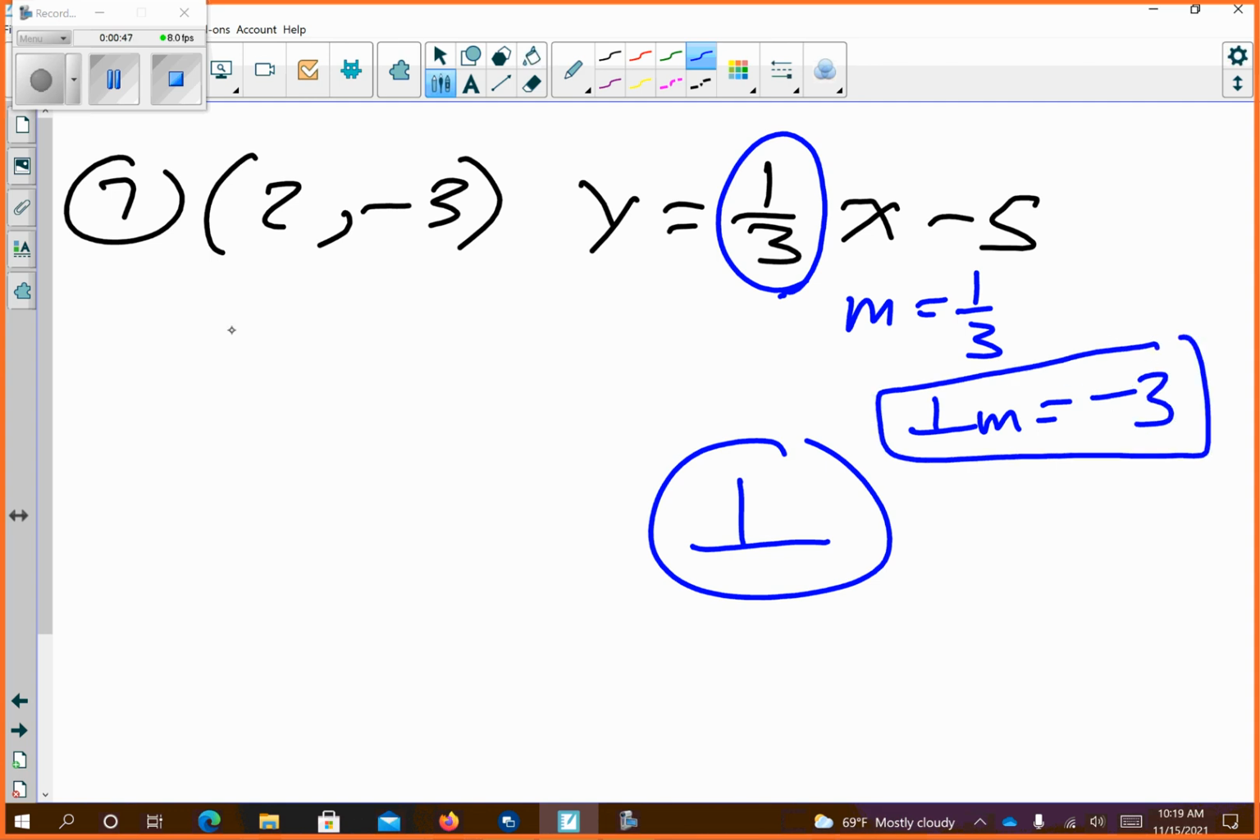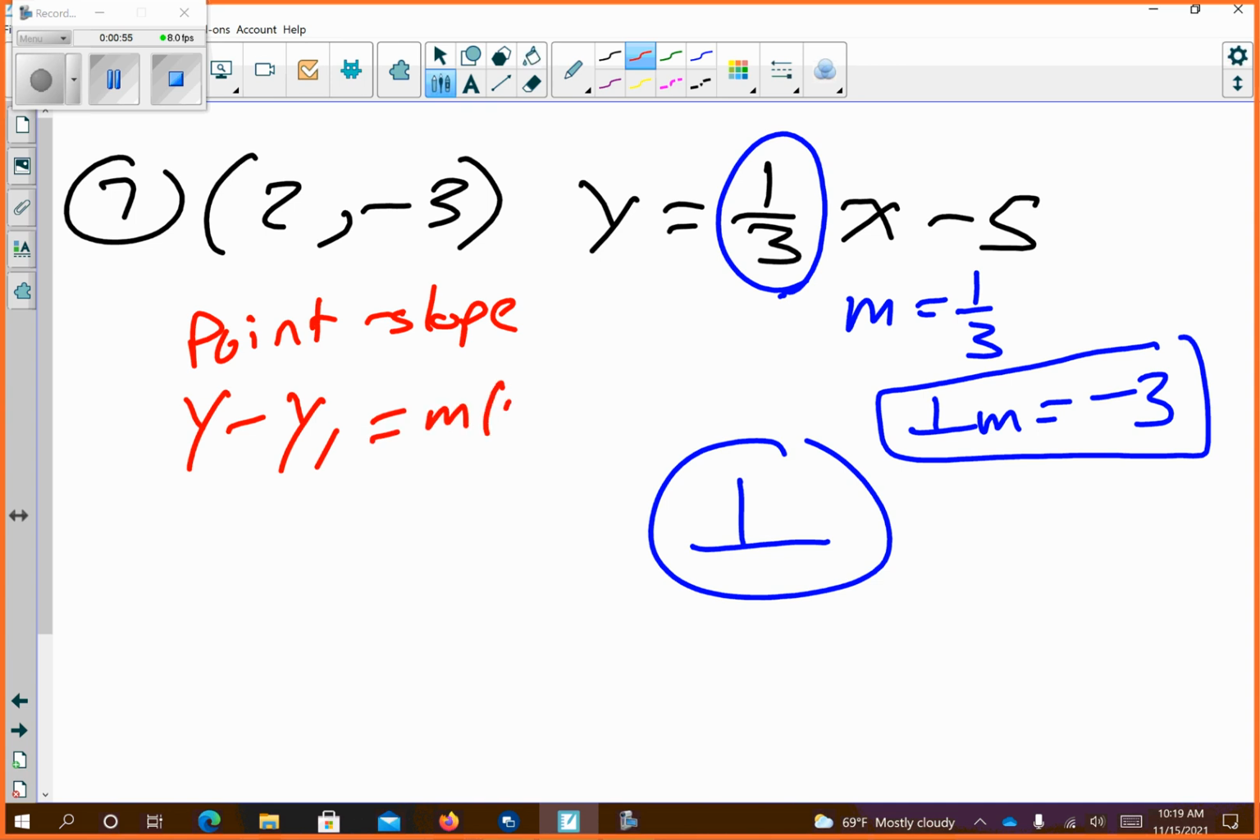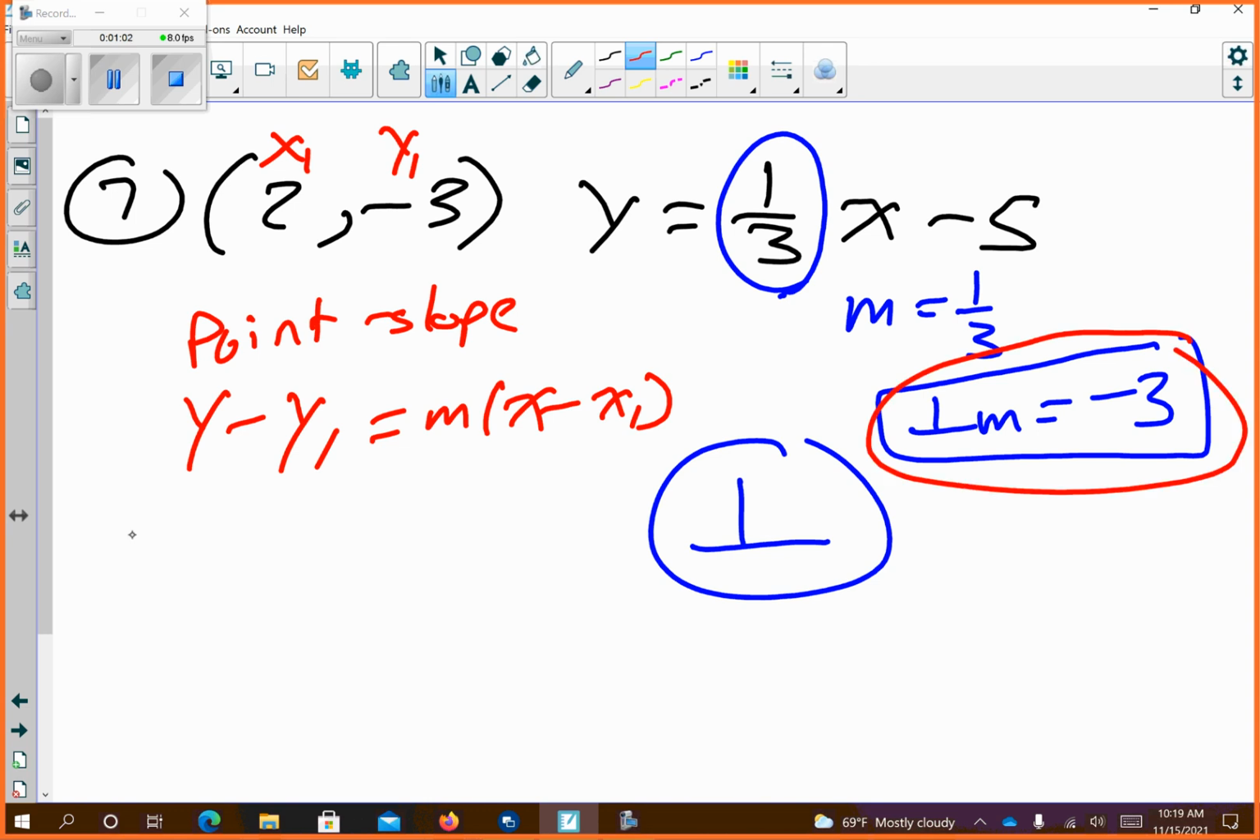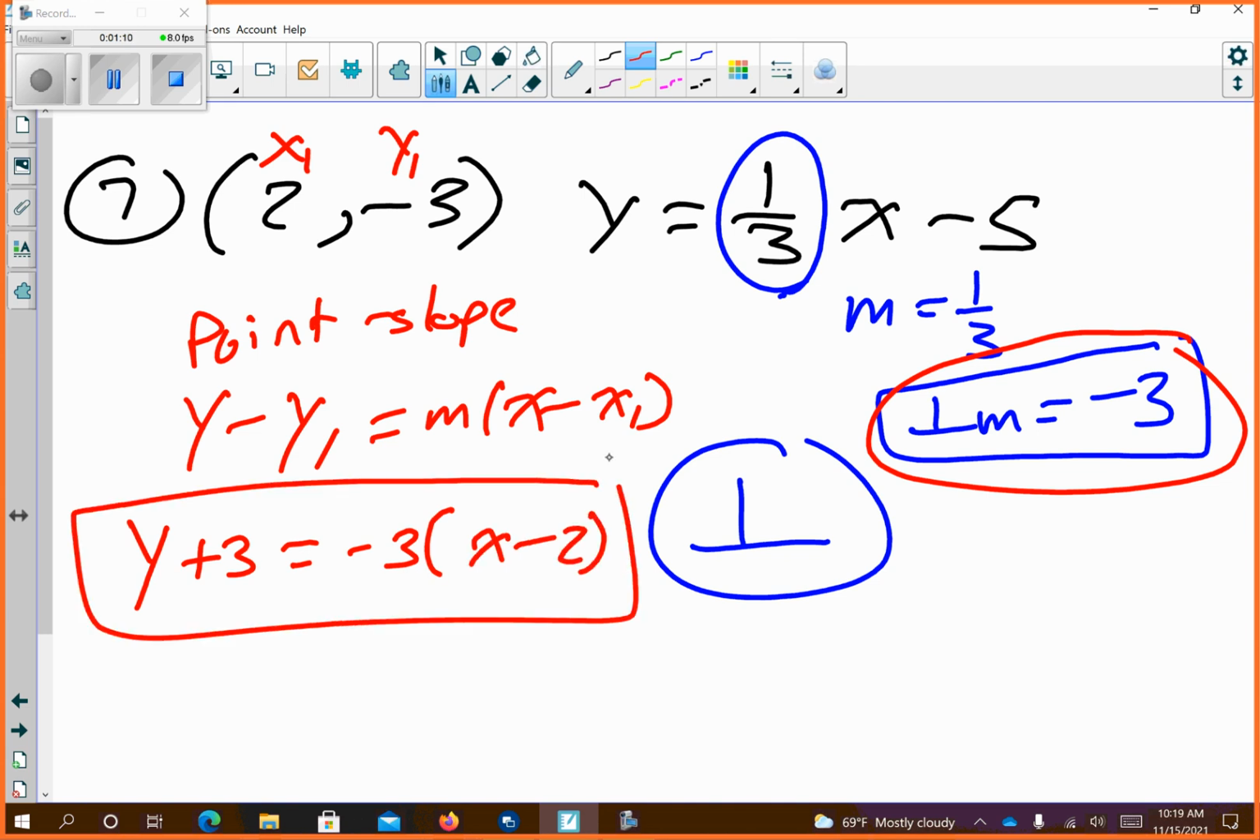Okay, so then I'm going to plug both of those into point slope, which is y minus y1 equals m times x minus x1. Label this x1, y1, and our perpendicular slope. So we're going to get y plus 3 equals negative 3, x minus 2. And they just wanted the equation, so I would leave it just like that. Don't change a thing.